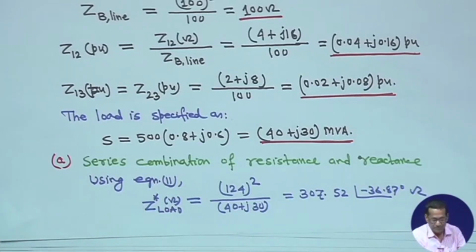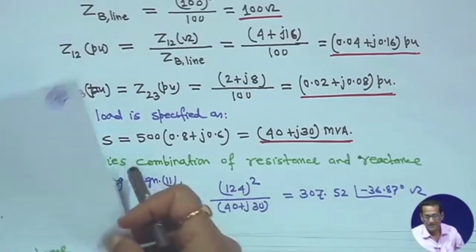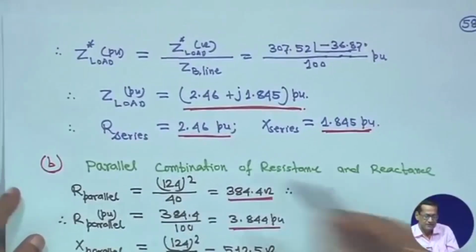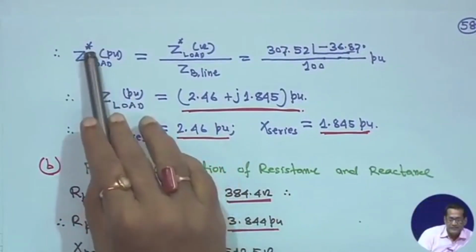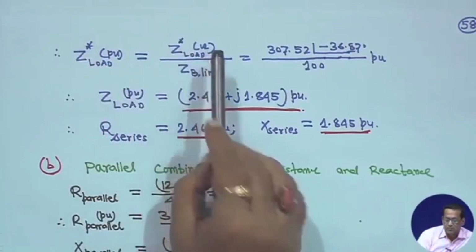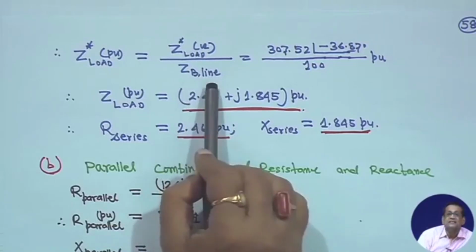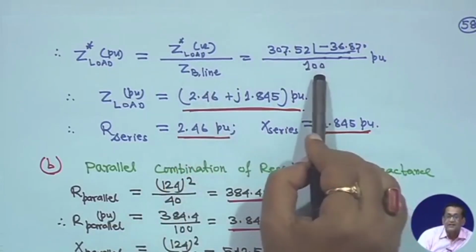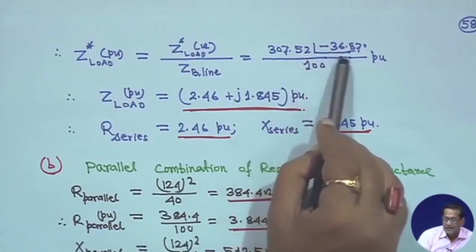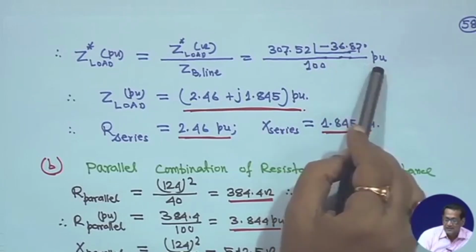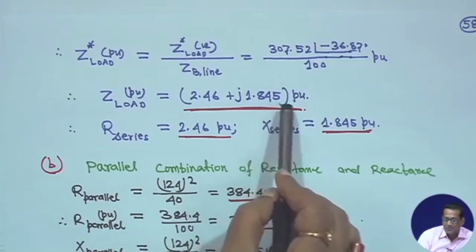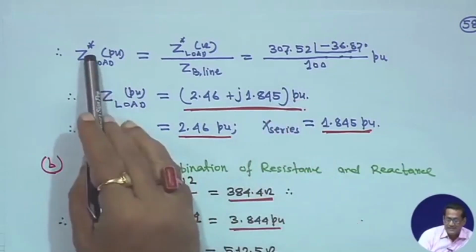Now, this is the impedance in ohm. This per unit value, that Z star, the conjugate per unit value, is this Z conjugate in ohm divided by the base impedance of the line, ZB line. It was 100 ohm for the base impedance. So, 307.52 angle minus 36.87 degree divided by 100, that is 2.46 plus J 1.84 per unit. It was Z conjugate here.